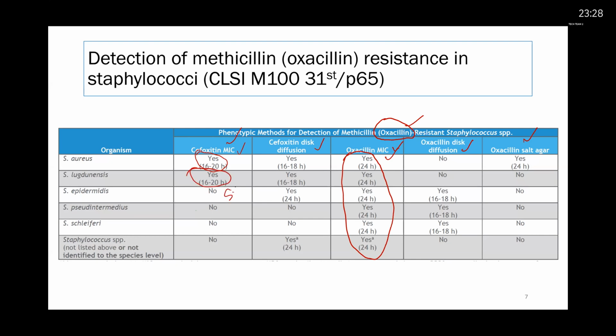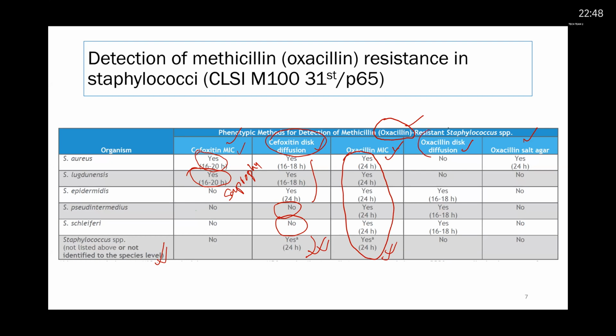Extra is Saprophyticus, for which EUCAST recommends it. What about cefoxitin disc diffusion? It cannot be done for pseudintermedius and it cannot be done for Slippery. Other than these, you can do all others. One more thing I want to tell: suppose in your lab, you're not speciating CoNS. You're reaching the diagnosis of CoNS, but you're not speciating it. Then it belongs to the category of staph species not speciated. For all of those, you can reliably do cefoxitin disc diffusion as well as oxacillin MIC.